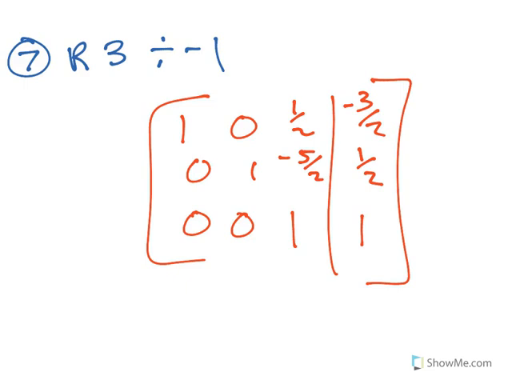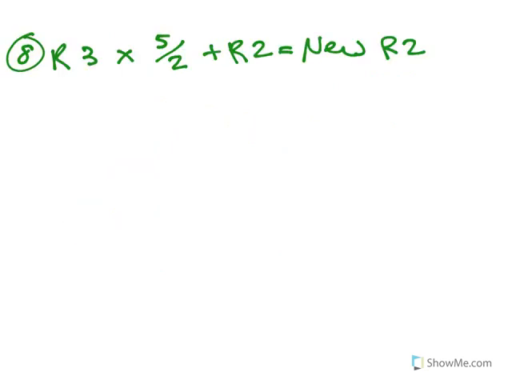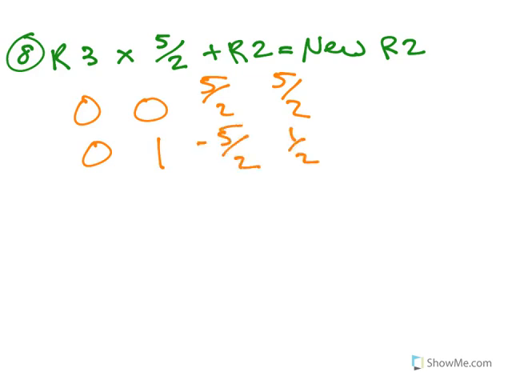So now we've successfully gotten a 1 there, and I'm going to work up to get those two to be zeros. So our first step then is to take row 3 times 5 halves, add it to row 2. So row 3 times 5 halves plus row 2 gives me my new row 2. When I take row 3 times 5 halves, well, it's pretty easy. 0, 0, 5 halves, 5 halves. That's my kind of multiplication. Row 2 is currently 0, 1, -5 halves, 1 half.